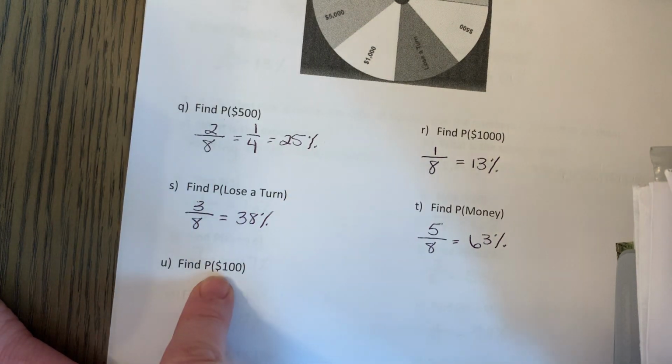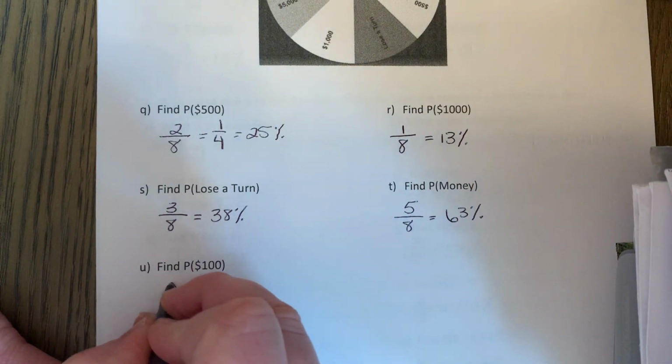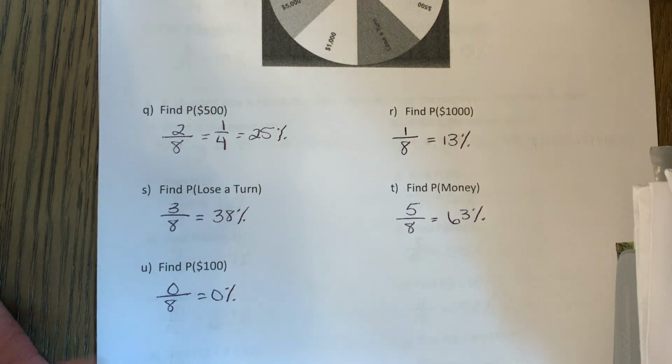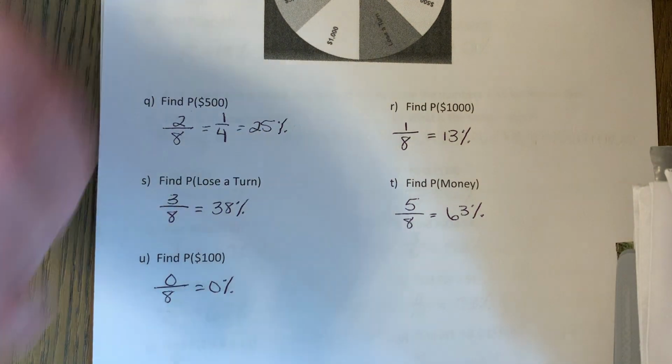All right, probability that you will win $100. There's not even $100 on this wheel. So 0 out of 8, which is 0%. So you're unlikely to win that amount.